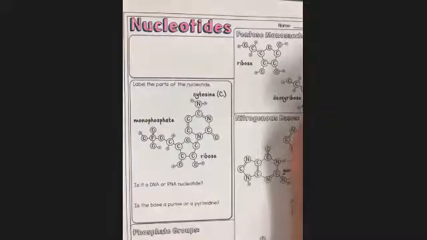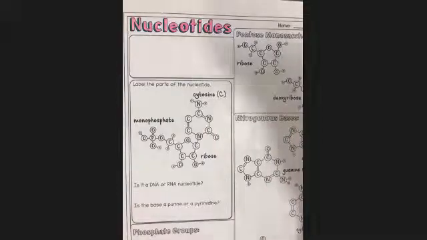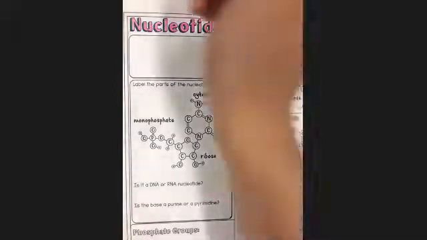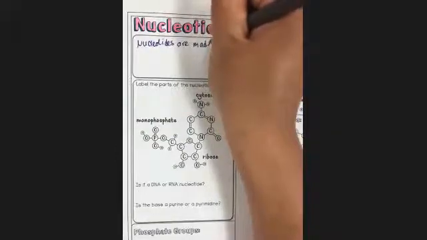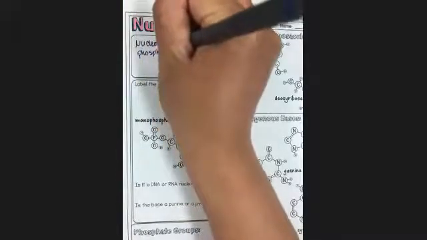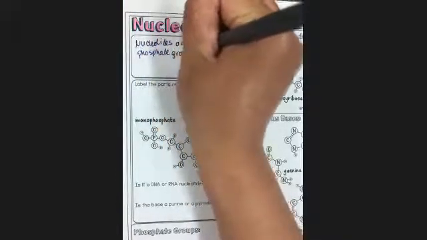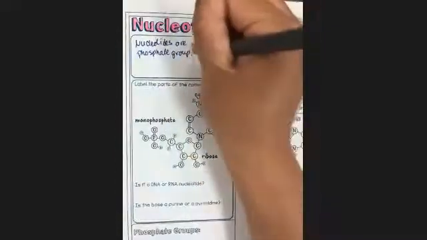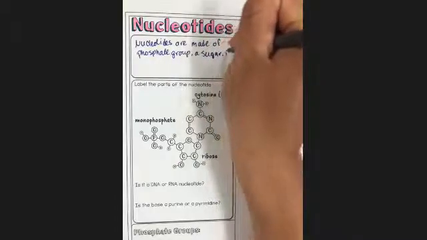When we're talking about nucleic acids, they all have monomers that are called nucleotides. And nucleotides are made of 3 units. Those units are a phosphate group, a sugar, and a nitrogenous base.